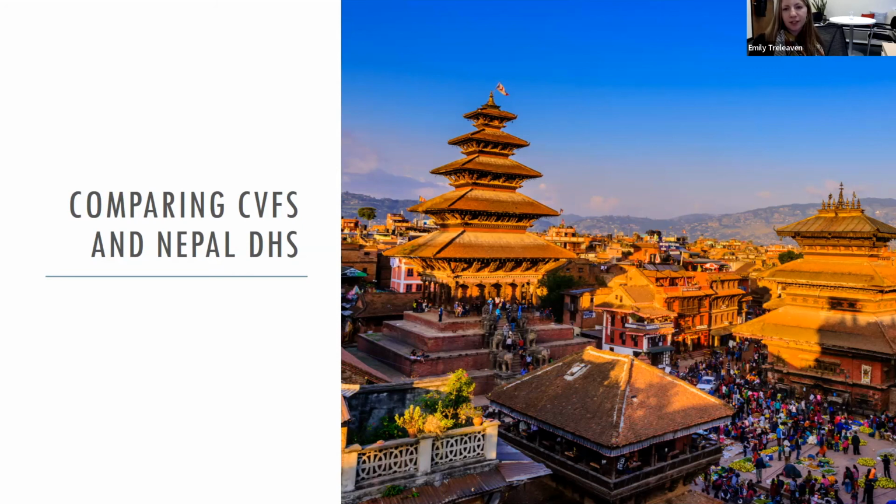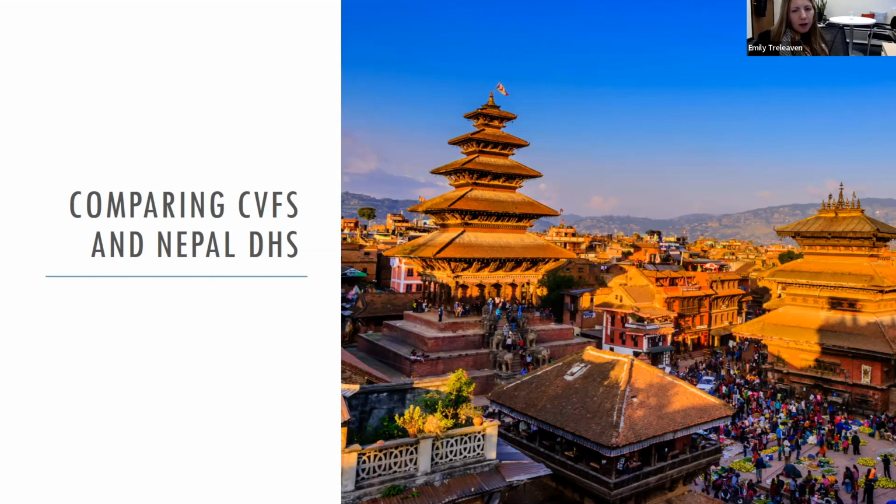So comparing CVFS to the DHS allows us to see how our sample compares to the rest of Nepal. So in the next few slides, I'll show how child health indicators among our sample of children under 5 compare to the DHS sample. And I'm going to use our 2016 data since that was the most recent DHS and we collected data in that same year.